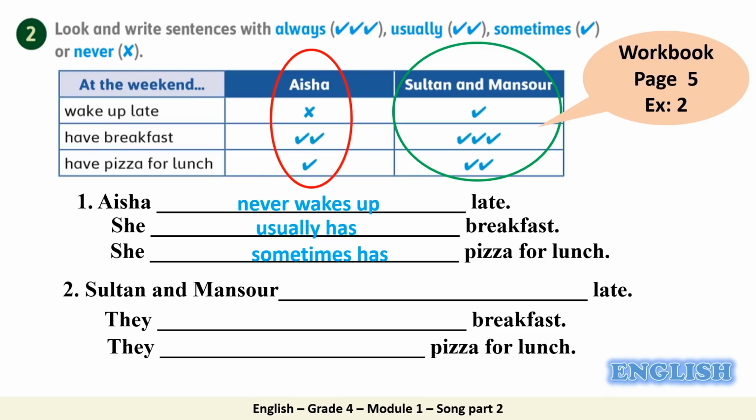Number 2, Sultan and Mansour wake up late. Excellent. Sometimes wake up late. They have breakfast. Always have breakfast. And the last one, they have pizza for lunch. Usually have pizza for lunch.